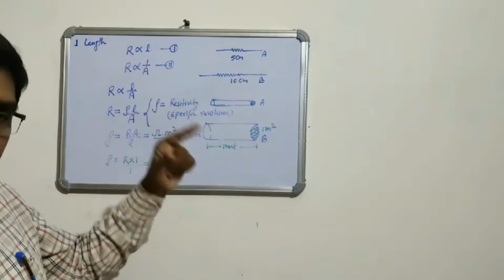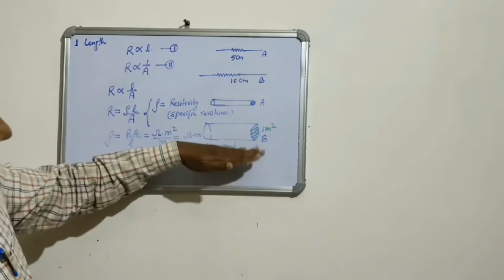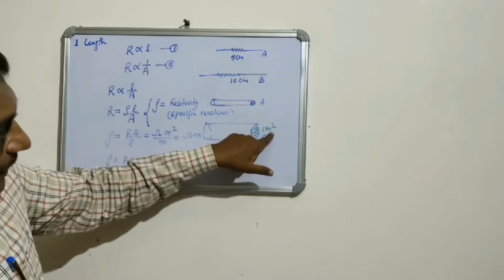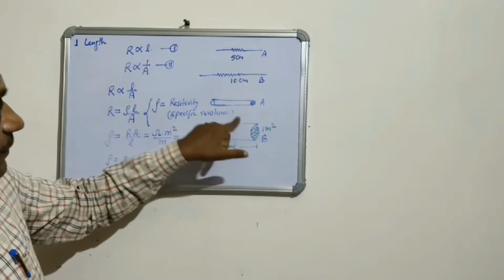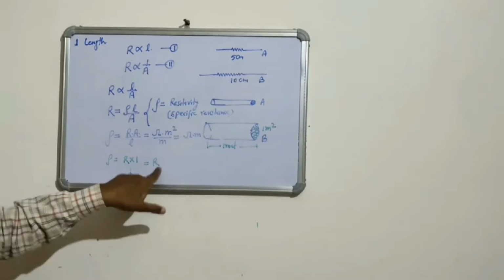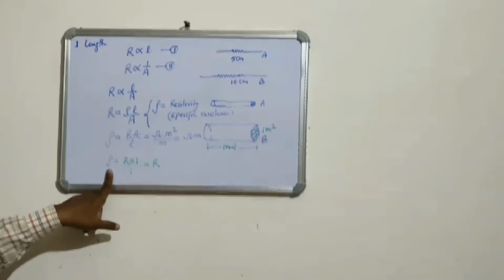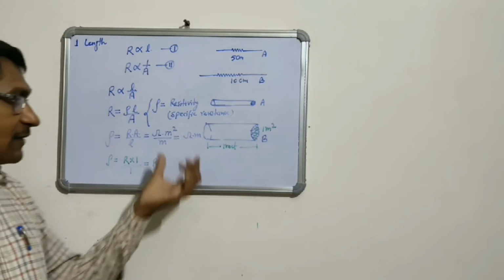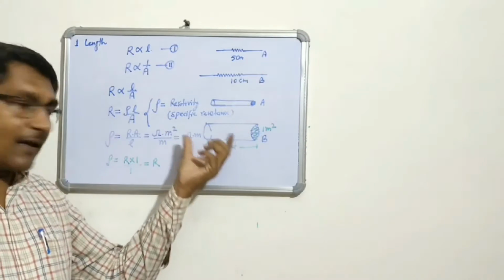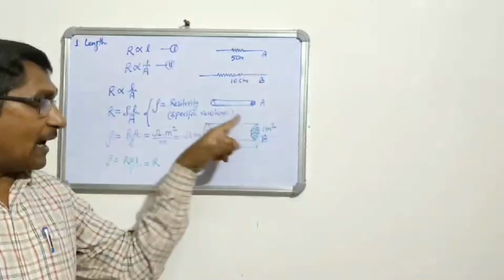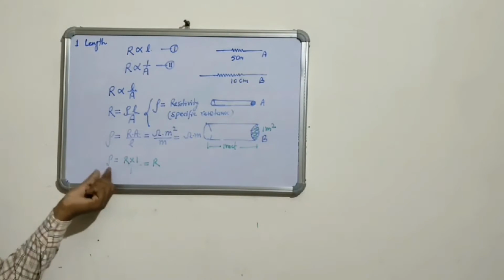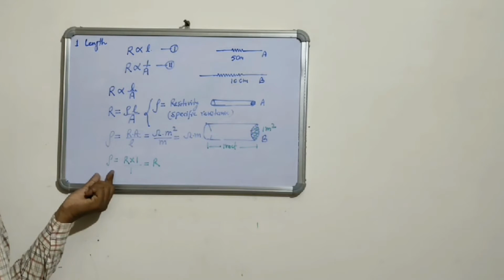Okay. I repeat, if the length of the wire is 1 meter and the area of cross section of the wire is 1 meter square, then the resistance provided by the wire is known as specific resistance or resistivity. The resistance of a wire having unit length and unit area of cross section is known as the resistivity of the material.